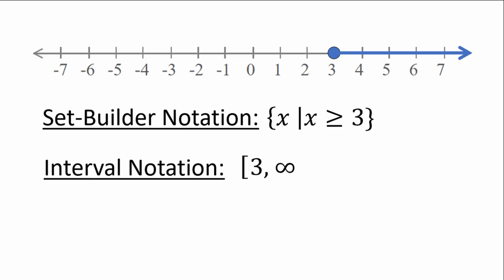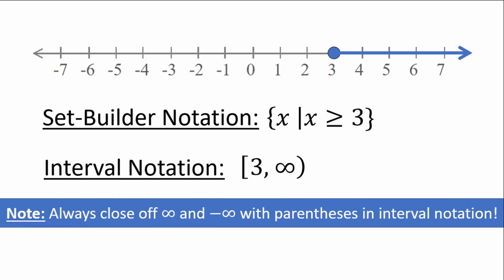As for the infinity, you may be tempted to include a square bracket there as well, thinking that we include positive infinity in our interval. That's the same thing I thought too when I was first learning interval notation, but the convention is to always close off infinity with parentheses, not brackets. The reasoning is, since infinity is not technically a number, it doesn't really make sense to include it in our interval. Remember to always close off infinity with parentheses, and never with a square bracket, when specifying a range of values using interval notation.